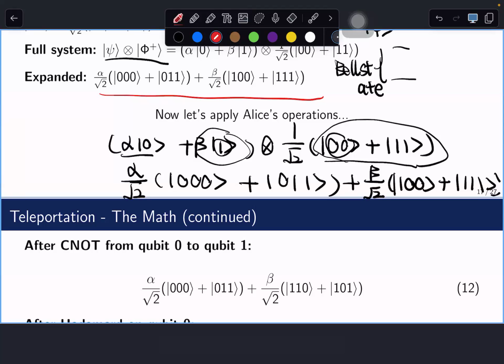So that's the basic setup. We haven't applied any gate here. We just used some kind of expansion to get this one. Do you guys have any question?